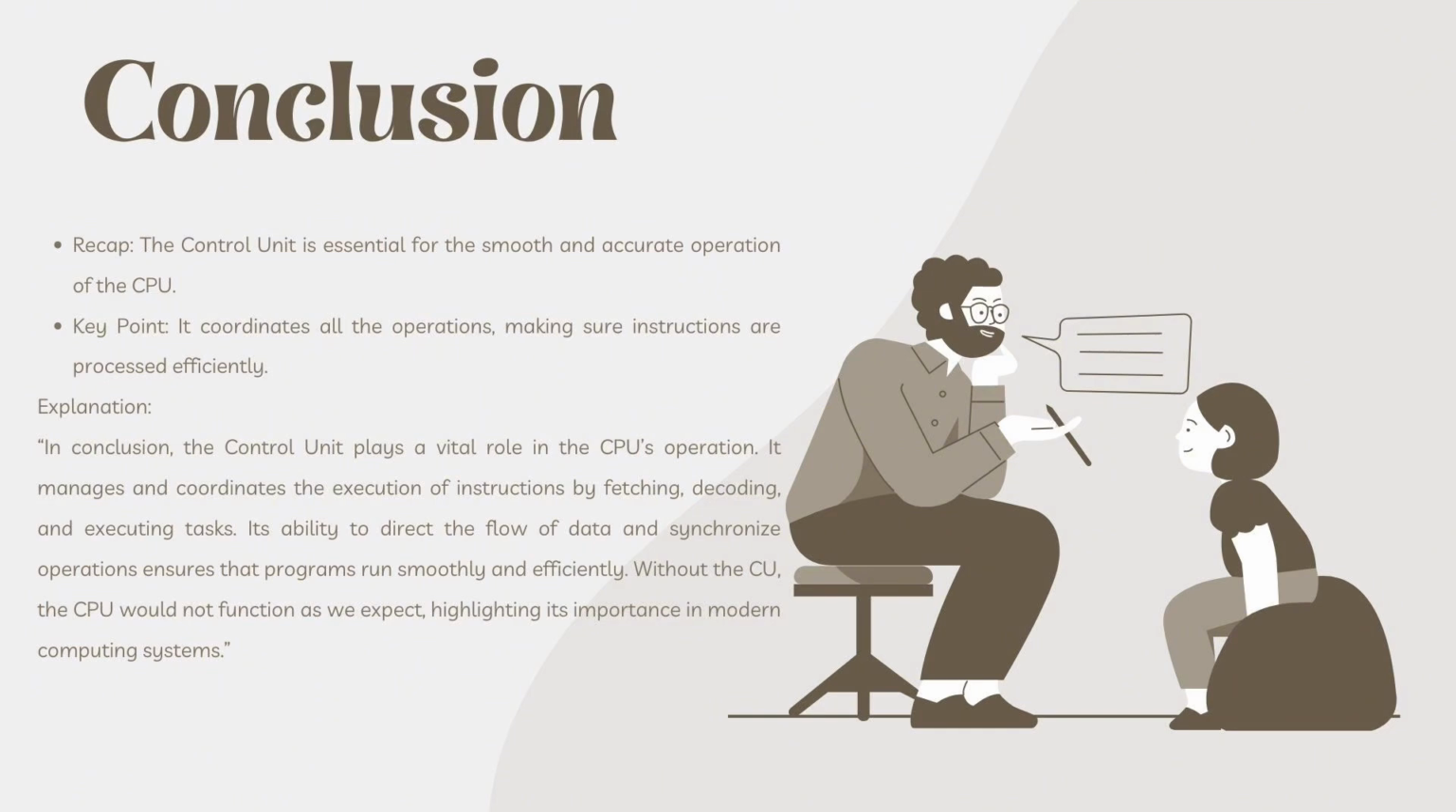It manages and coordinates the execution of instructions by fetching, decoding, and executing tasks. Its ability to direct the flow of data and synchronize operations ensures that programs run smoothly and efficiently. Without the control unit, the CPU will not function as we expect, highlighting its importance in modern computing systems.